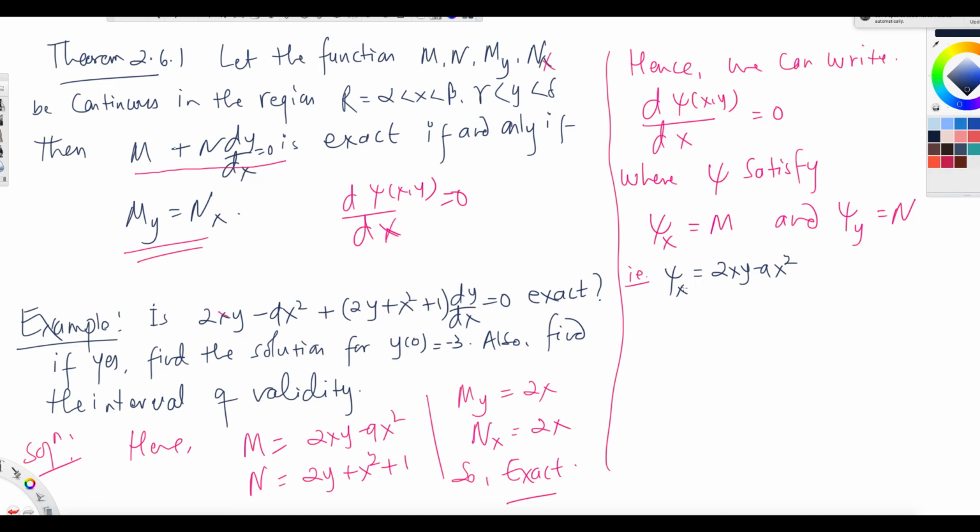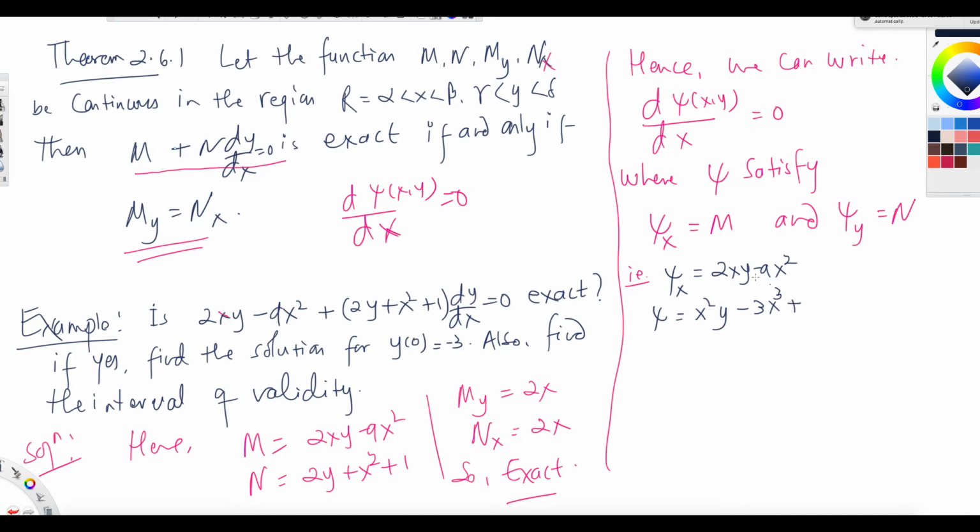So let's integrate this. What do you get? Psi equals the integral of this with respect to x, meaning y is taken as a constant in this case. The integral of 2xy is x squared y, minus the integral of 9x squared, which is 9 times x cubed over 3, that will be 3x cubed.